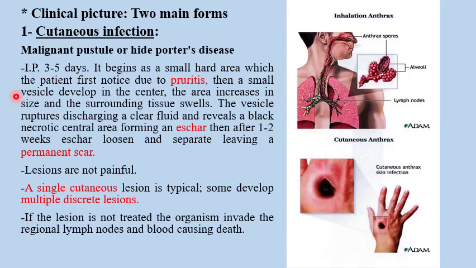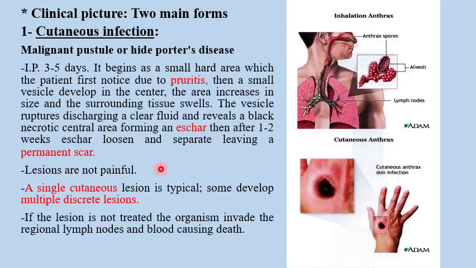The area increases in size. The lesion expands, and swelling begins to occur, and the surrounding tissue swells. The vesicle ruptures after time, discharging a clear fluid and reveals a necrotic central area known as eschar, as is clear in the picture, the black part from which we named the disease anthrax, or coal-like. The part in the middle is black because it is necrotic. Then after 1 to 2 weeks the eschar loosens and separates from the body, falling off, leaving a permanent scar. So it leaves a scar on the skin that remains in the place of the lesion.